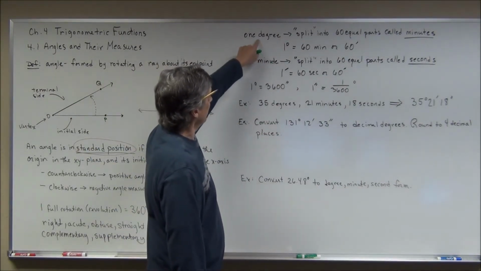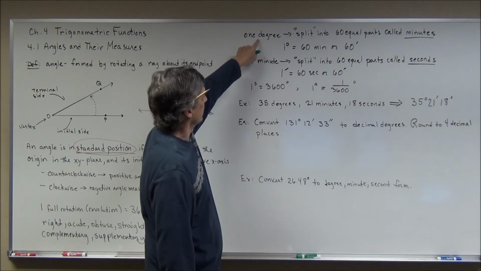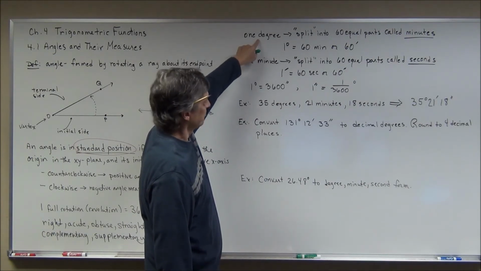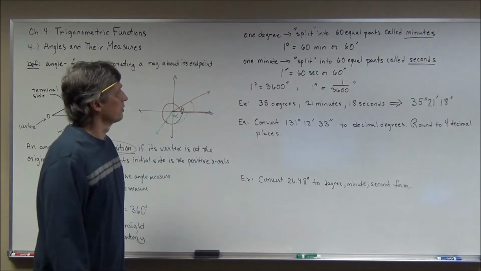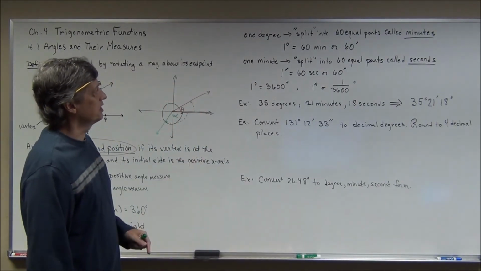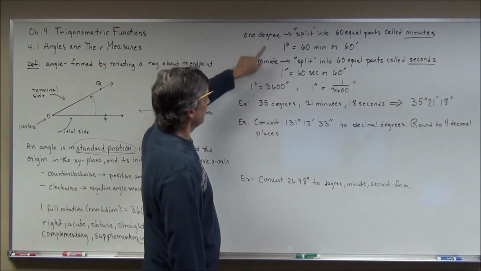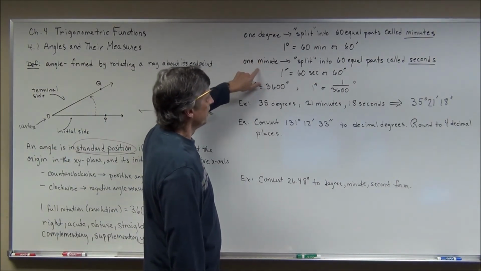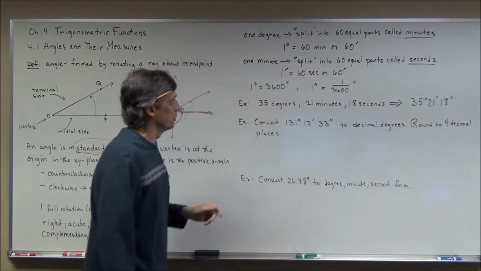So if you can think of a really small angle of 1 degree, which I can't draw with a pen like this because it'll just smear the initial side into the terminal side, if you break that into 60 equal parts, each one is considered 1 minute. And then if you take one of the minutes and you split it into 60 equal parts, we get seconds, kind of like we do with time.